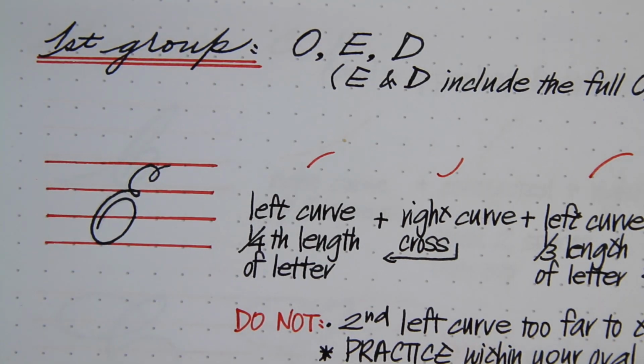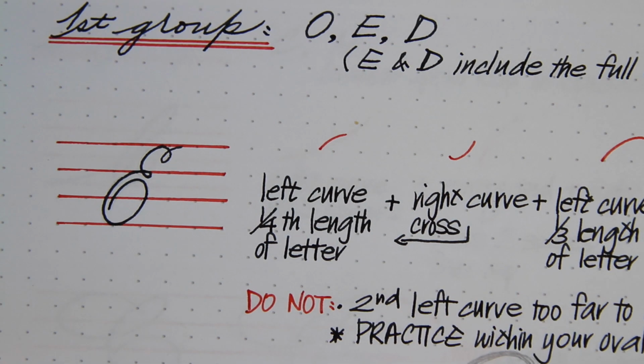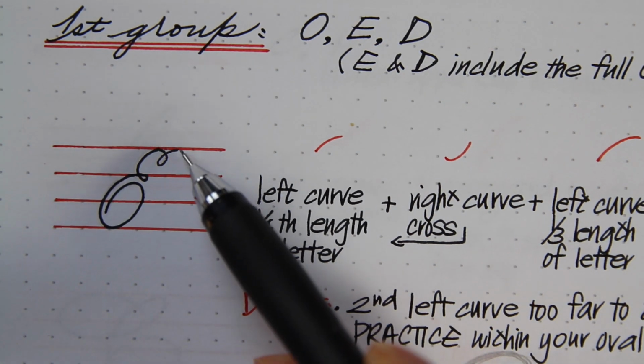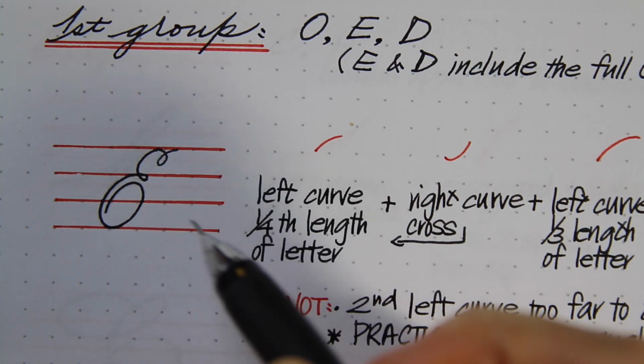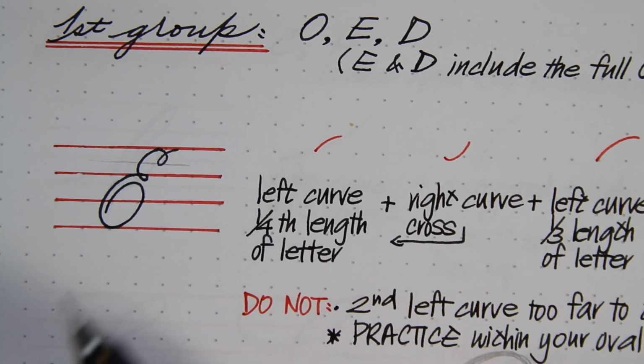Now, when we go over this, some of you may be thinking that these are very simple forms, or they're not the more popular forms of the Spencerian that we see today. This is the way that Spencer presented these letters, and I think it's crucial to understand where the letters came from first before we start elaborating. The letter E begins with a left curve here, 1/4 the length of the letter.